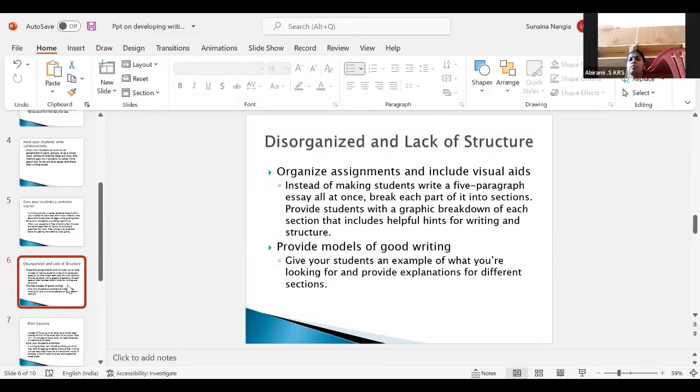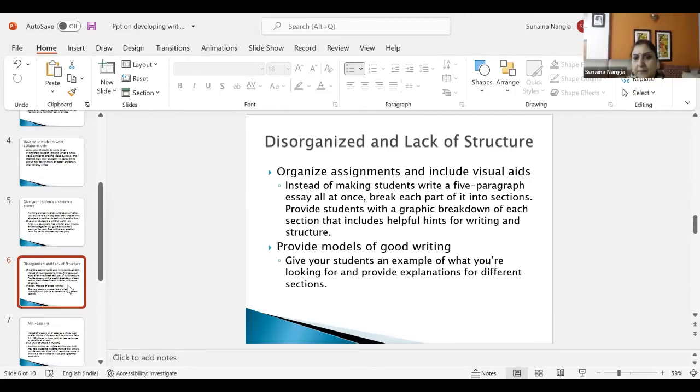Provide students with a graphic breakdown of each section that includes helpful hints for writing and structure. So give them enough hints and material to write in small paragraphs over a period of time. Don't load them with too much that they lose interest. That's the whole idea. Okay. Provide models of good writing. You could do that from their own peers or read something which you've preserved from past years, or even give your own inputs.